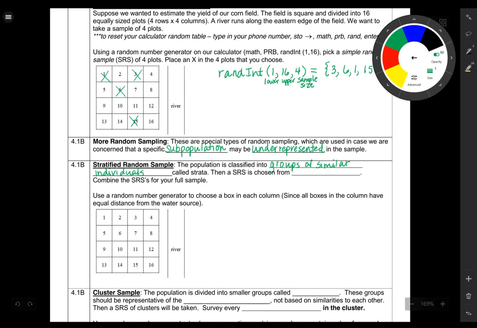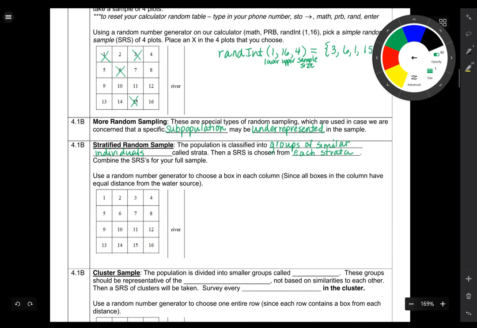For instance, if we were stratifying by class, we would have freshmen, sophomores, juniors, and seniors, and you would randomly pick 3 freshmen, 3 sophomores, 3 juniors, and 3 seniors by pulling names out of a hat. So that is an example of stratifying. So then a simple random sample is chosen from each strata. Combine the simple random samples for all your full sample.